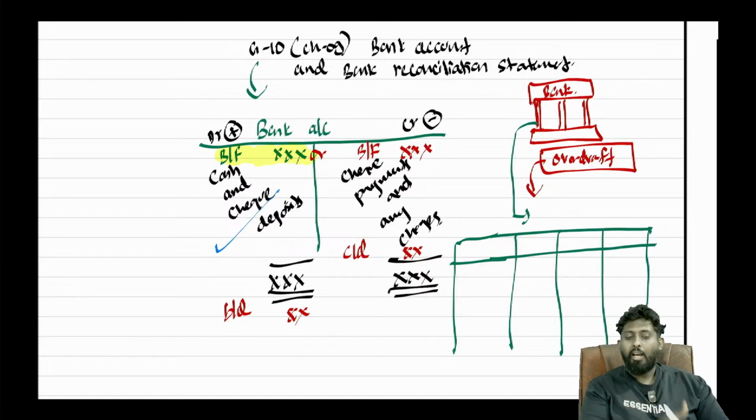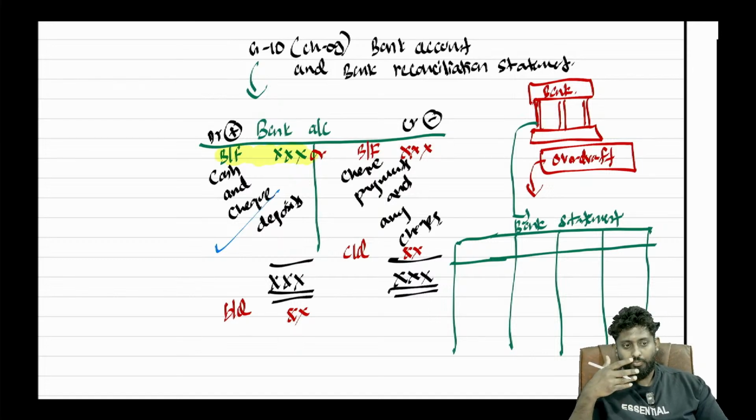The same account our bank maintains is called something else. It's called a bank statement, not a reconciliation statement. So when we prepare a bank account, our bank also records the same transactions in something called a bank statement. And at the end of the month, they send us a copy, right?